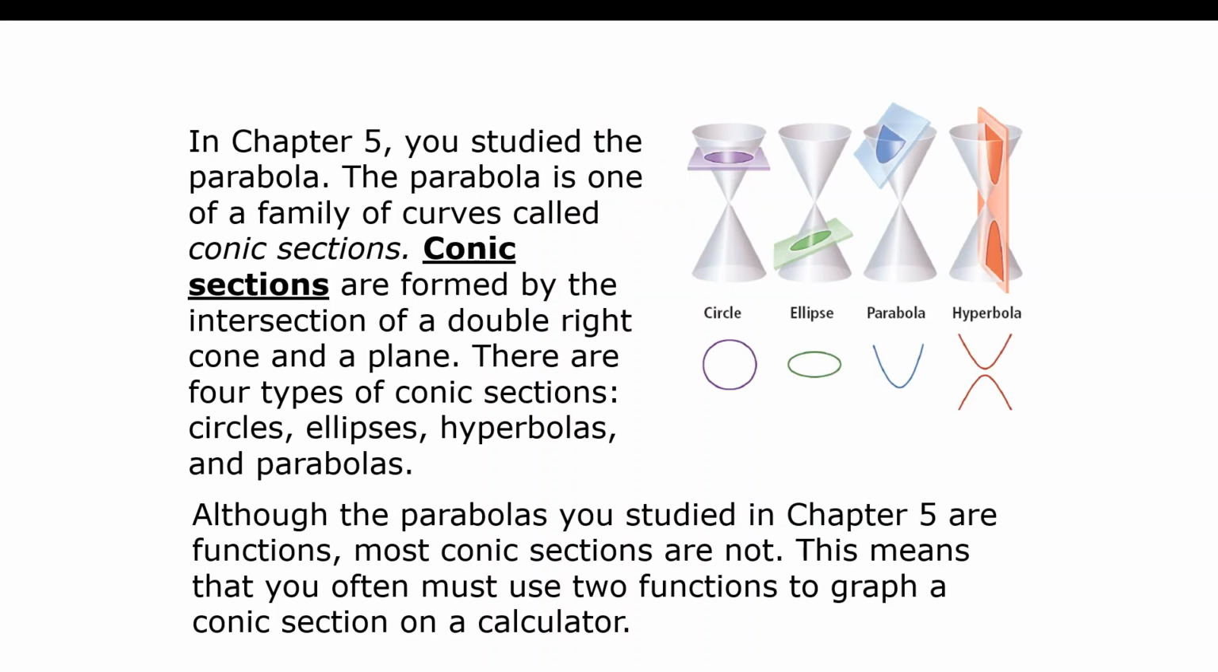In Chapter 5, you studied the parabola. The parabola is one of a family of curves called conic sections. Conic sections are formed by the intersection of a double right cone and plane. So it's actually a double cone. There are 4 types of conic sections: circles, ellipses, hyperbolas, and parabolas. Although the parabolas you studied in Chapter 5 are functions, most conic sections are not. This means that you often must use 2 functions to graph a conic section on a calculator.